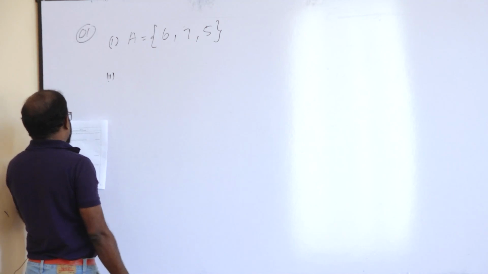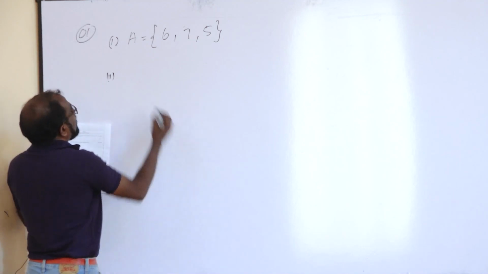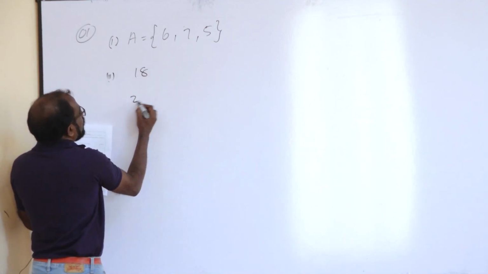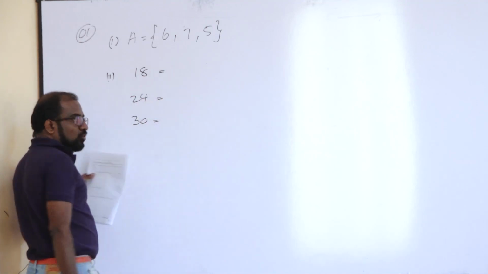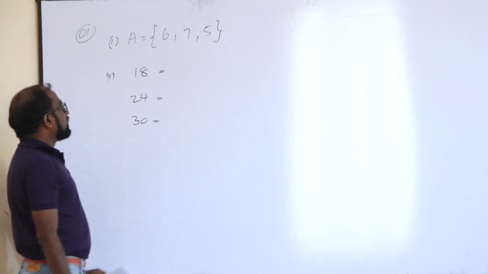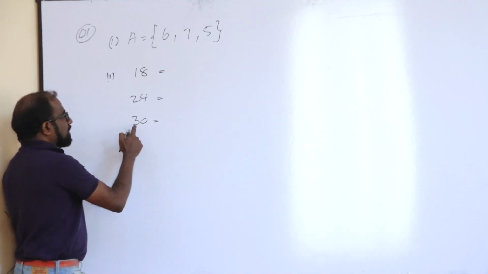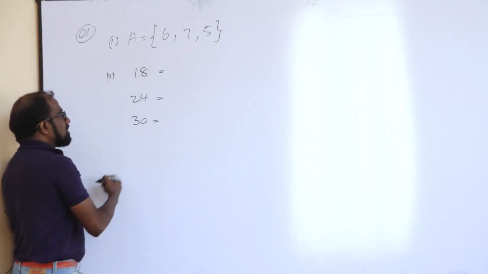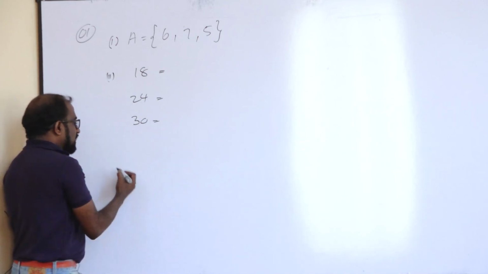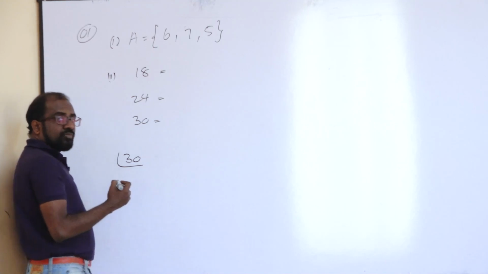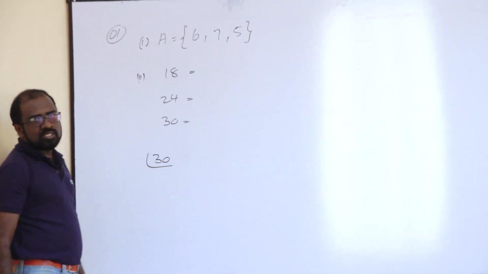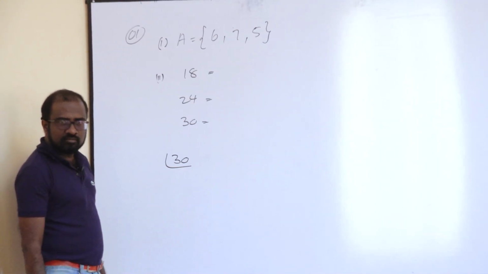Write 18, 24, 30 as a product of prime numbers. Product of prime factors, right? So how can you write it? I will write the answers. 30: how can you write 30 as a product of prime factors? What shall we do? Divide by prime numbers until you come to 1.